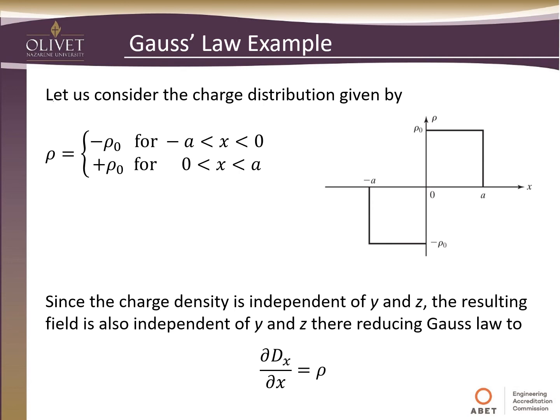Since the charge density is independent of y and z, you can see it only varies in x. So going in and out of the sheet, we're not given any indication that it changes. The resulting field is also independent of y and z. So the displacement vector should be D_x only. This reduces our Gauss's law down to the partial of Dx with respect to x is equal to the charge, our rho.